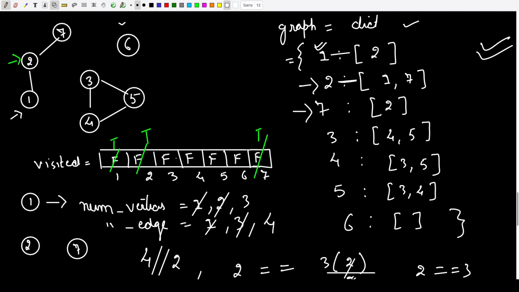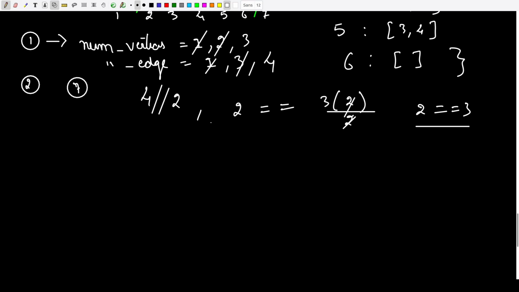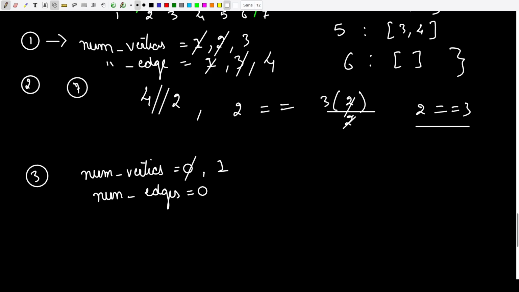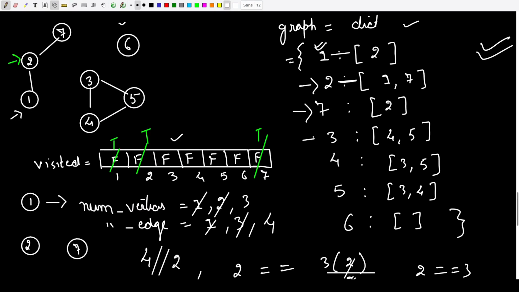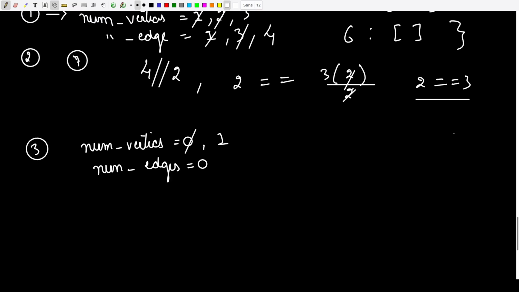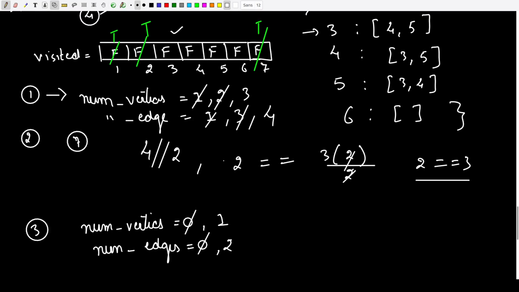Let's say the next vertex we pick is 3. Once we start a fresh component, the number of edges and the number of vertices will be set to 0. Now we are at 3, so the number of vertices will be increased by 1, and from 3, as we can see, we have 2 edges, so the number of edges will be increased by 2. Similarly, in visited, we are going to mark this as true.